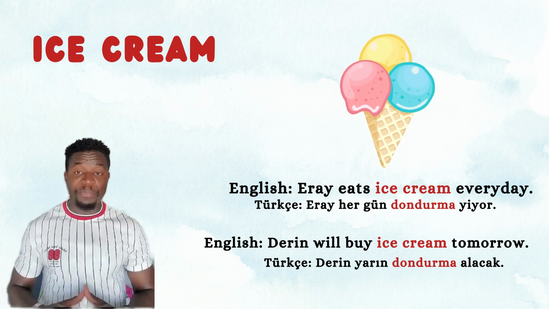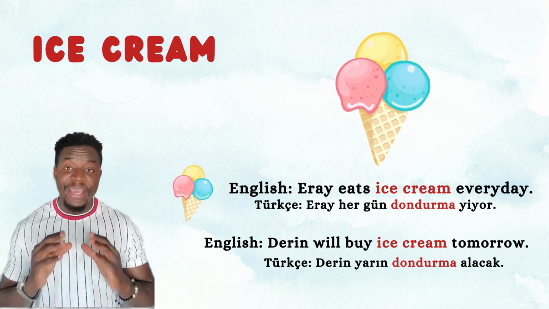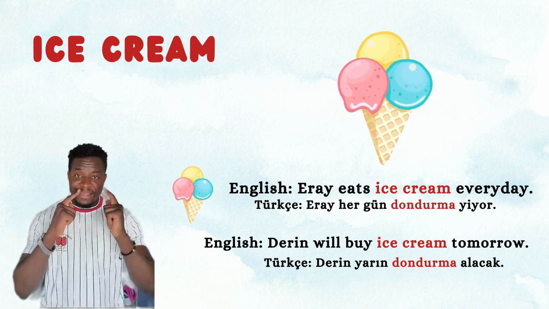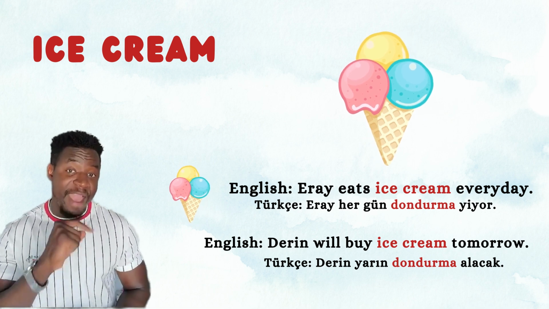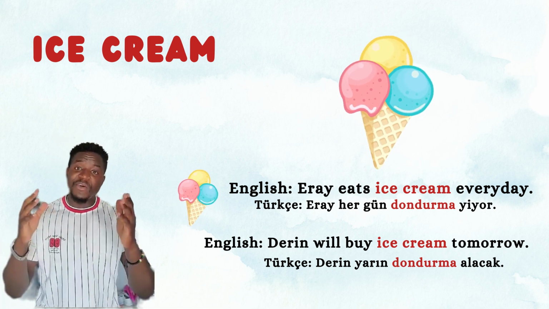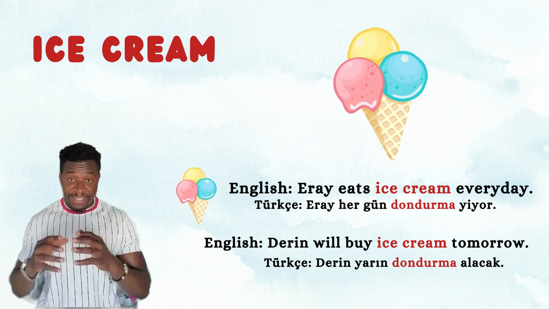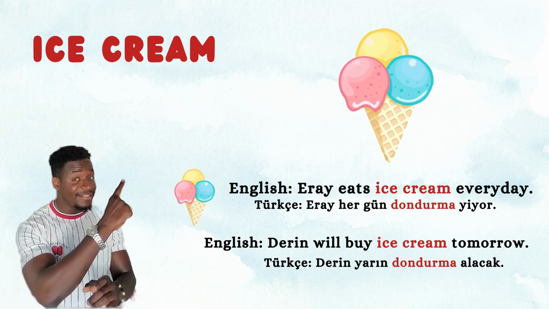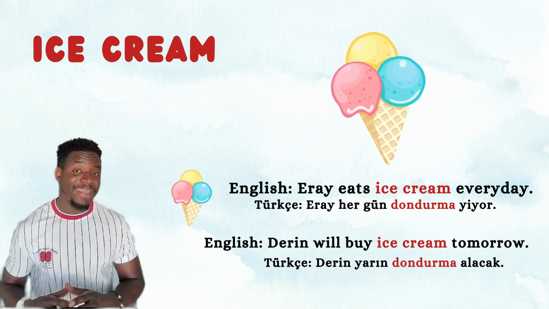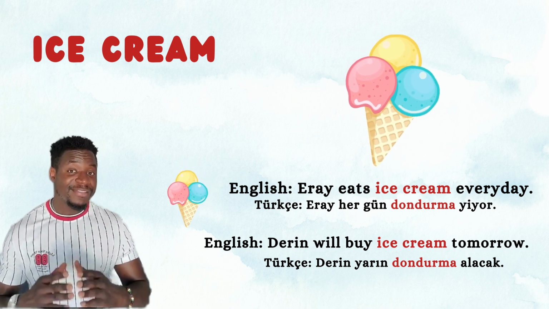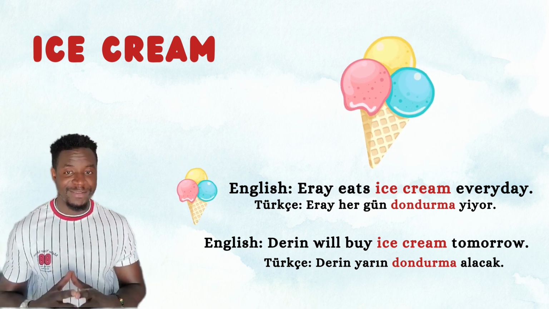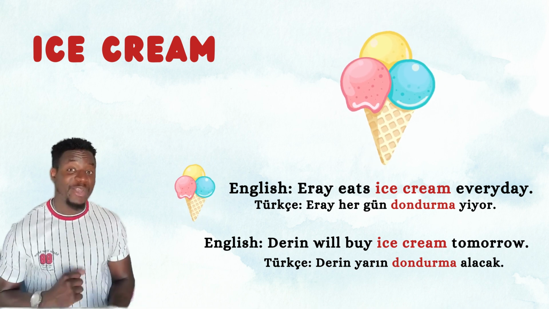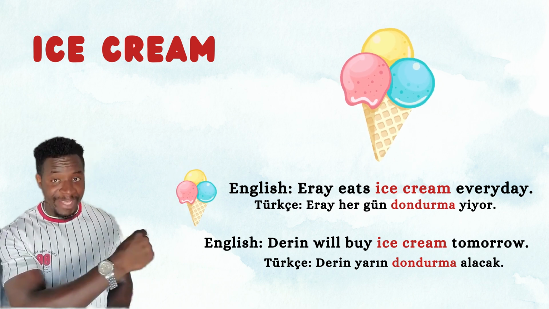So an example could be, Eray eats ice cream every day. Okay? So how do we say this example in the Turkish language? That could be, Eray her gün dondurma yiyor. One more time. Eray her gün dondurma yiyor.